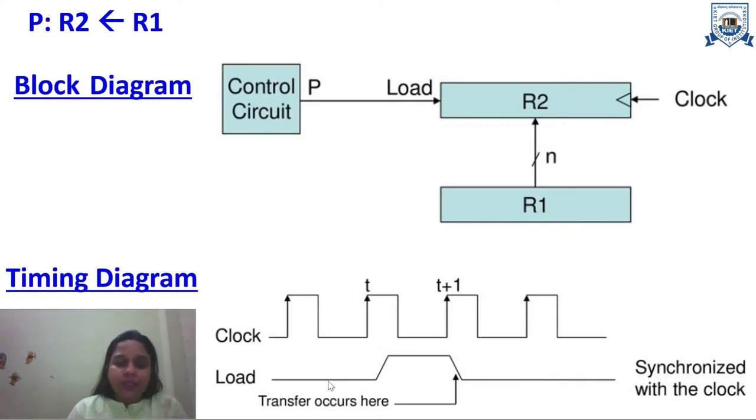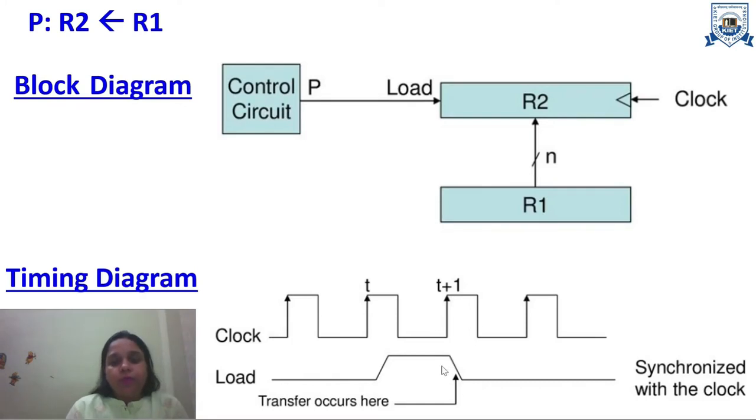At time t, let's suppose that this load is enabled. It means this P is 1. So at time t, this load is enabled, then this signal will go up to 1. Before that, it will be 0. Now it will take 1 clock cycle to complete the transfer from R1 to R2. So by the end of t, on the start of t plus 1, this transfer will be finished.